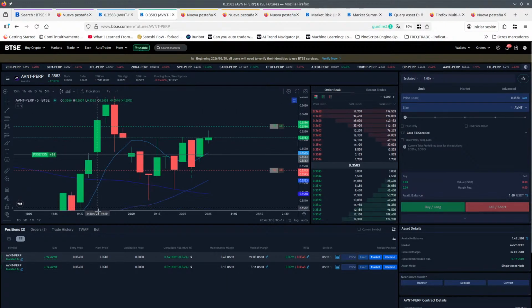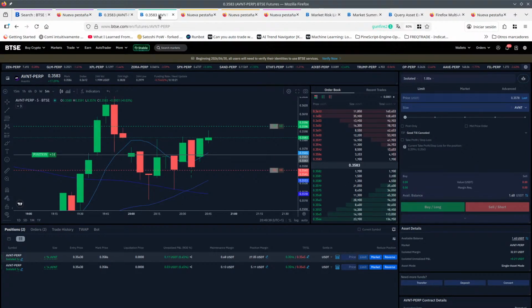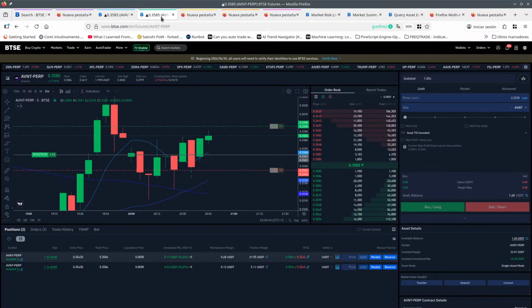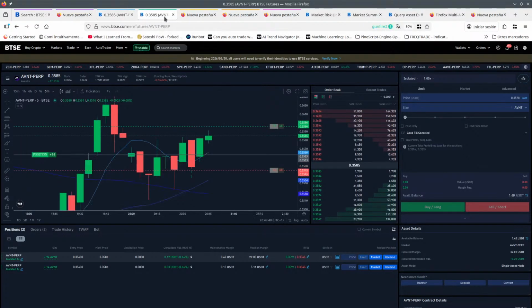Oh, look at that. So the entry price is the same one. The only thing that changes is the stop loss. That's interesting. Maybe the stop loss is based on how much margin you use.